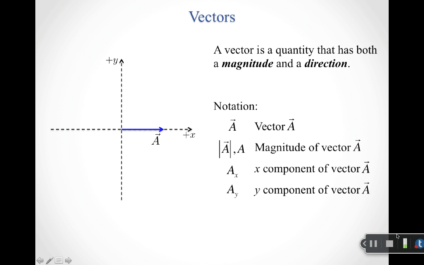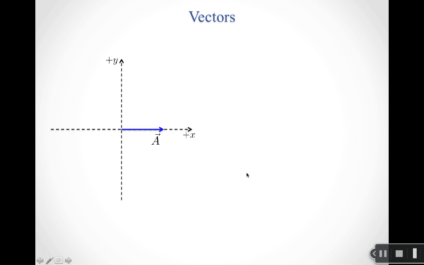We'll also talk about the x and y components of vector A. The x component of vector A is given by A sub x, and the y component of vector A is given by A sub y. These are components, and components can be positive, can be negative, can be zero. Components are really scalar quantities that we're going to multiply by a special set of vectors.